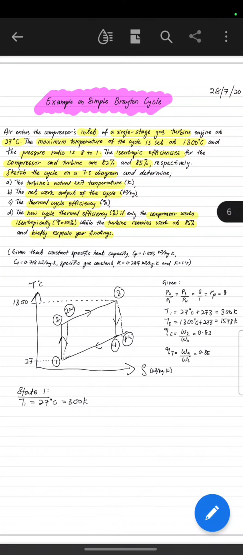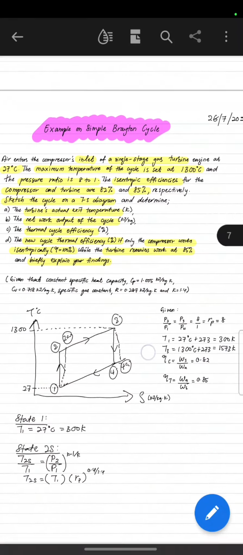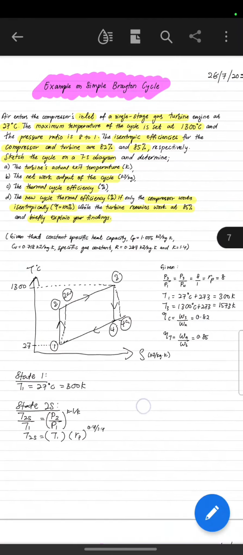Alright, so when you are going to start solving your problem, always start state by state. In this case, you can see that I start with state 1, and the given state 1 is 27 degrees C. So you change it into Kelvin, so plus 273, so it's going to be 300 Kelvin. This is very direct, right? And then next, what about your state 2?